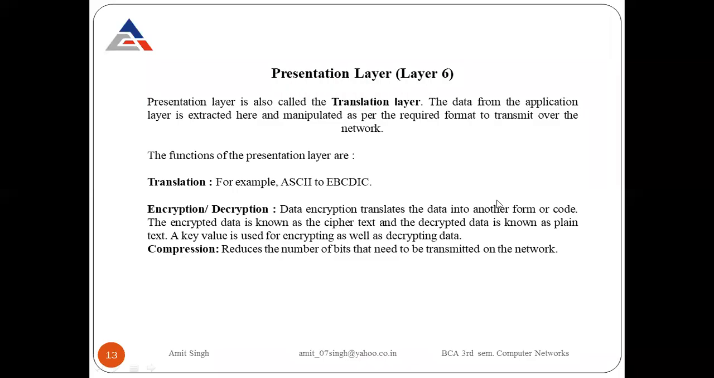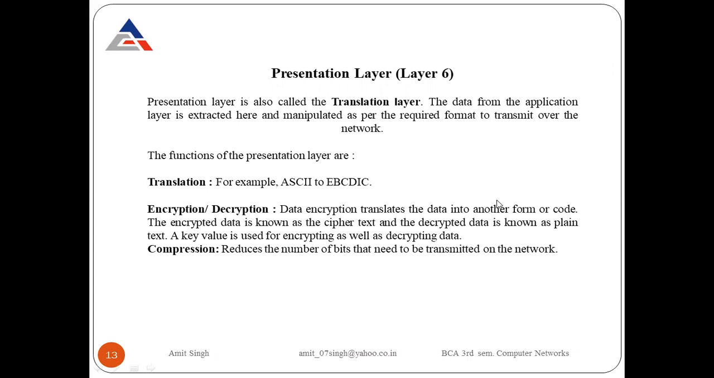The sixth layer is the presentation layer. The presentation layer is also called the translation layer. The data from the application layer is extracted here and maintained as per the required format to transmit over the network. Application is the top layer, the 7th layer. The data is extracted from the application layer and manipulated as per the required format that is going to be transmitted over the network.